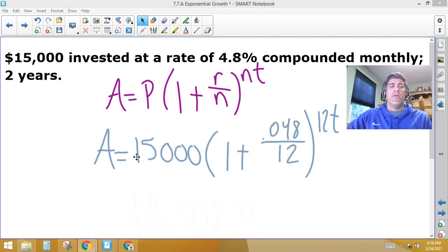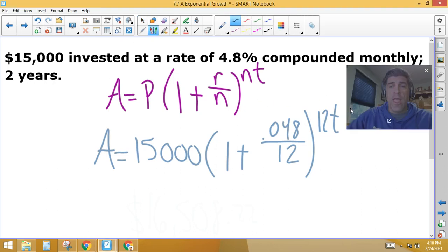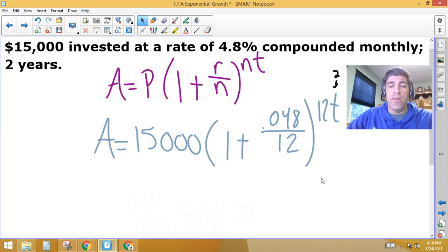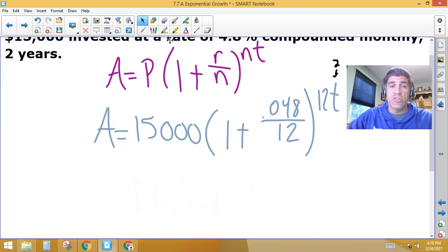So the first thing I'm going to do is write my formula, which is going to be this. A equals 15,000 times 1 plus 0.048 over 12, to the 12t. That's going to be my formula. Now I want to figure out for 2 years. I'm going to take this 2 and replace it with that t, and that's going to give me a new exponent. That new exponent is going to be 24.